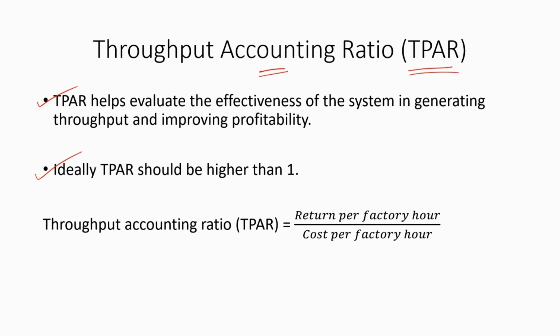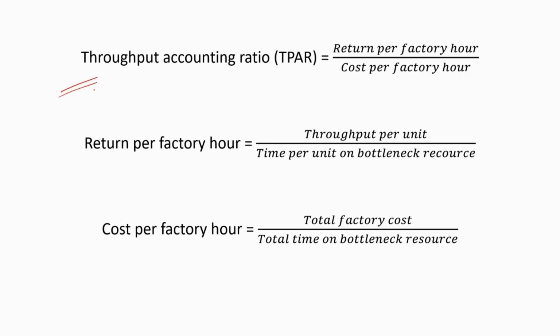Ideally, the throughput accounting ratio should be higher than 1. This is the equation we can use to calculate the throughput accounting ratio, which is equal to return per factory hour divided by cost per factory hour.